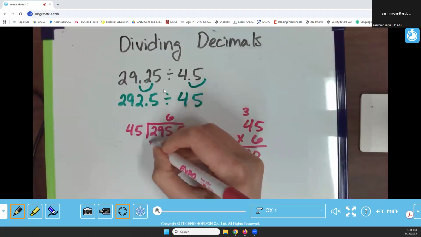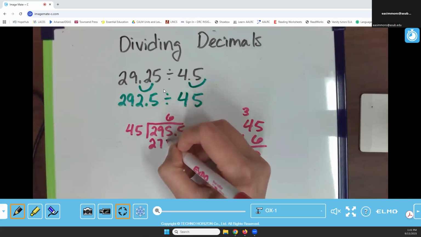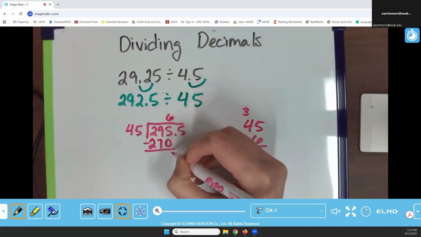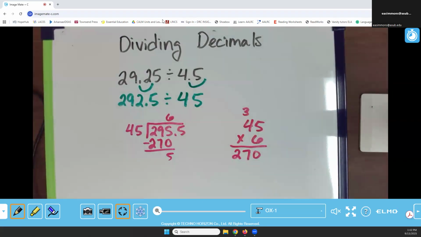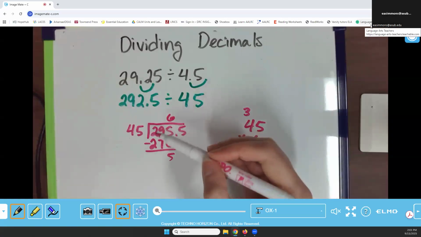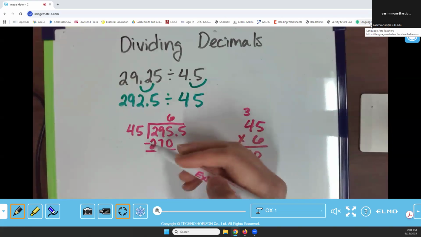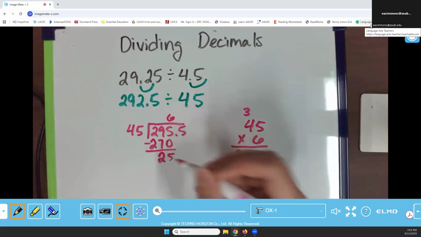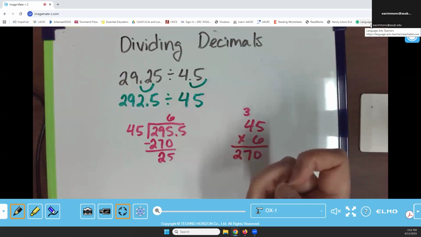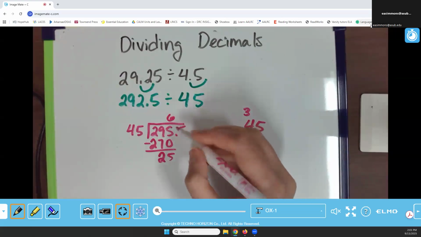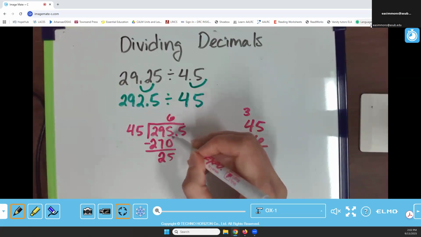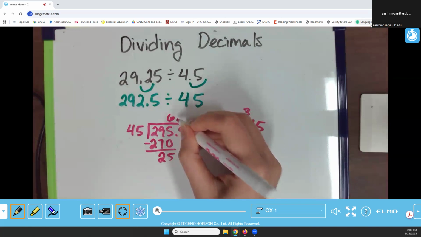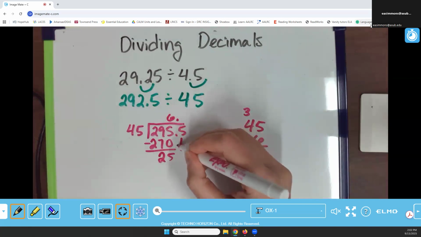If we subtract, we get 292 minus 270. 2 minus 0 is 2. 9 minus 7 leaves us with 2. And then 2 minus 2 is 0. 45 can't go into 22, so we need to bring stuff down, but we're crossing that decimal point, so I'm going to go ahead and bring it up. And now I'll bring down my 5.